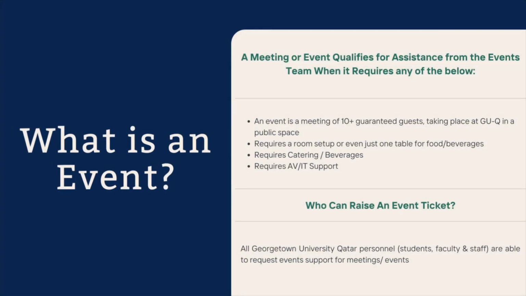So what is an event? A meeting or event qualifies for assistance from the events team when it requires any of the below. First is if the event has at least 10 guaranteed guests. We can only provide support if there are at least 10 guests at the event. And next is if you require a room setup or even just a table for food or drink. And that brings us to our third point: if you require catering or beverages, you'll also need assistance from the events team. Lastly is if you require AV support. Also, just as a reminder, all Georgetown University in Qatar personnel consisting of faculty, staff, or students can raise an events ticket.